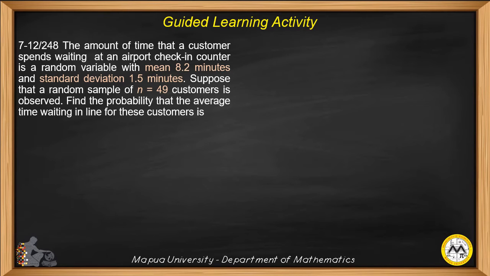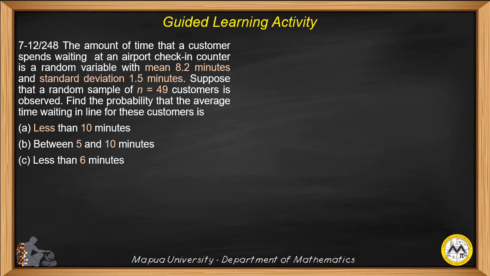Next problem. The amount of time that a customer spends waiting at an airport check-in counter is a random variable with mean 8.2 minutes and standard deviation 1.5 minutes. So mean is 8.2, standard deviation is 1.5. Suppose that a random sample of n is equal to 49. Find the probability that the average waiting time in line for the customers is less than 10 minutes.